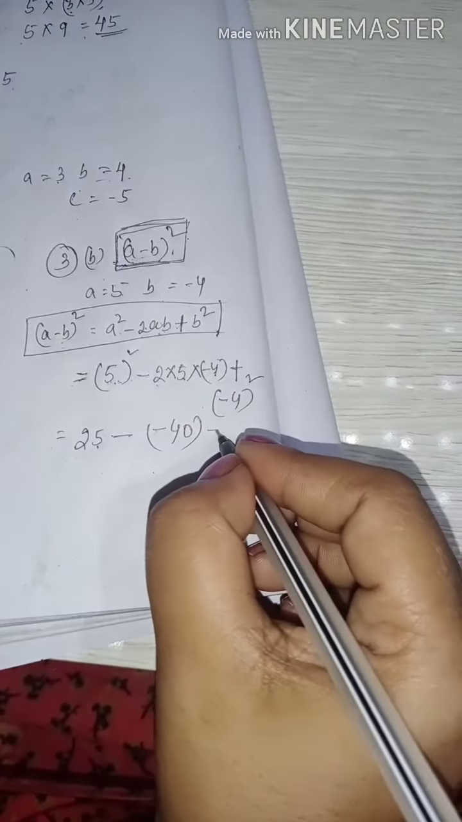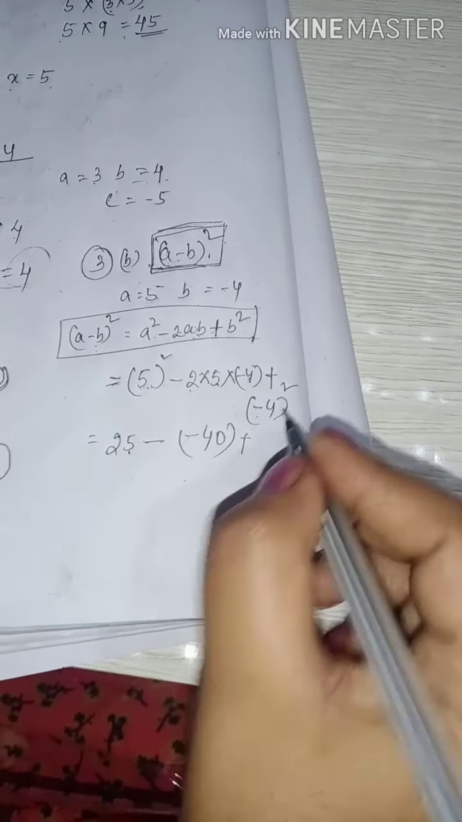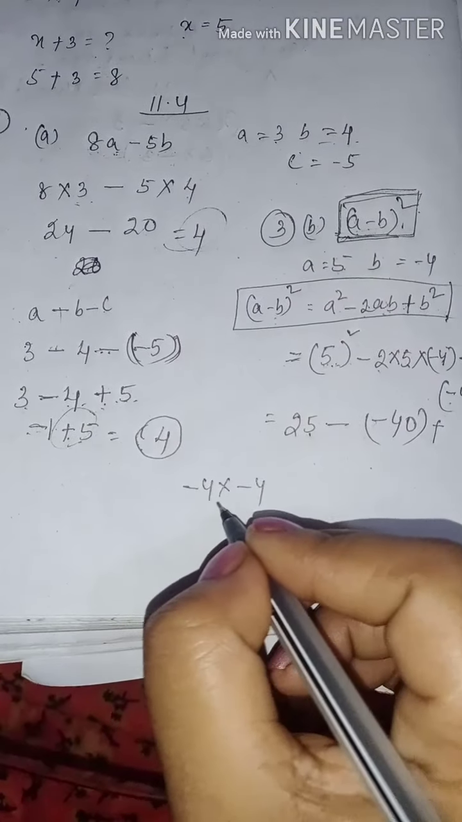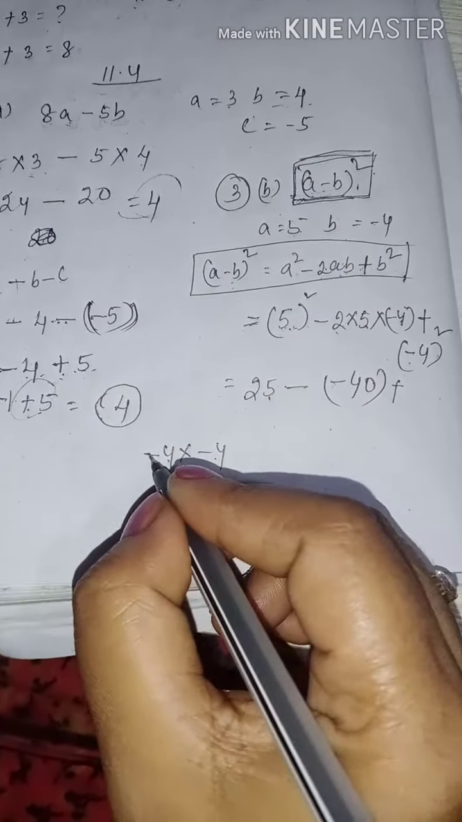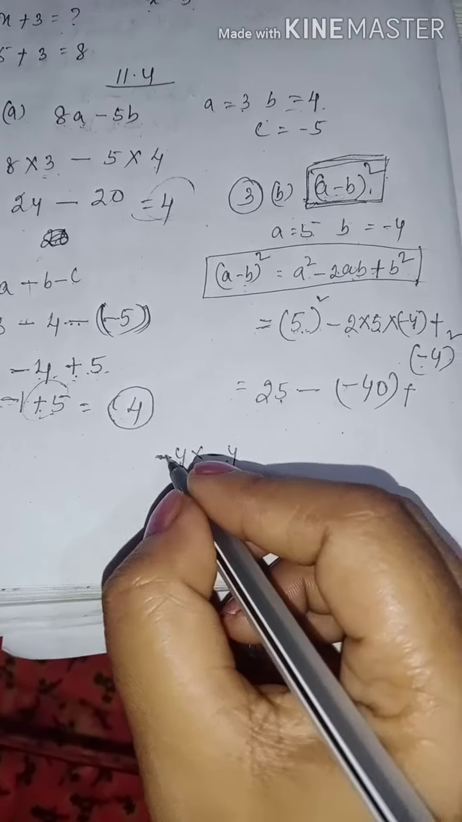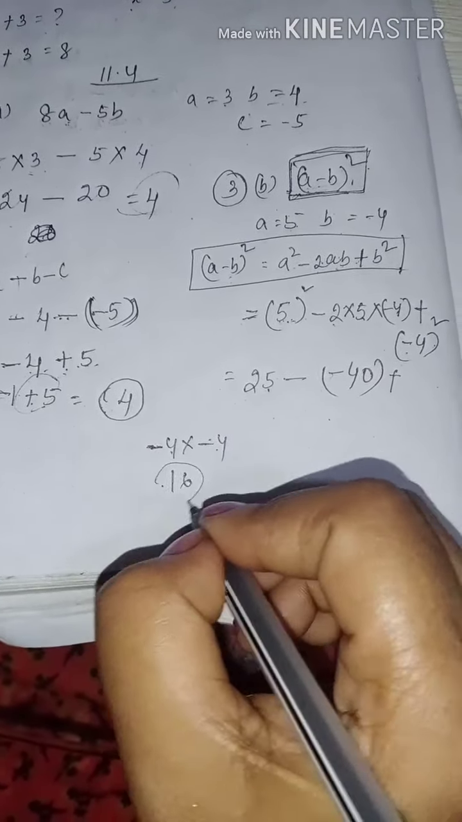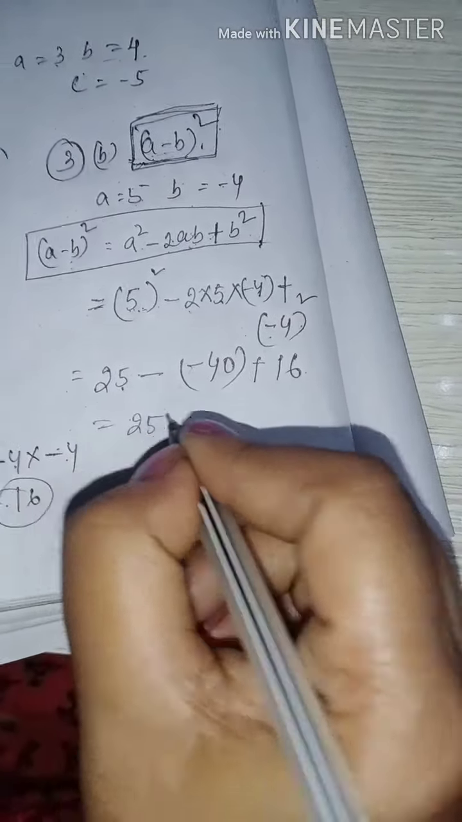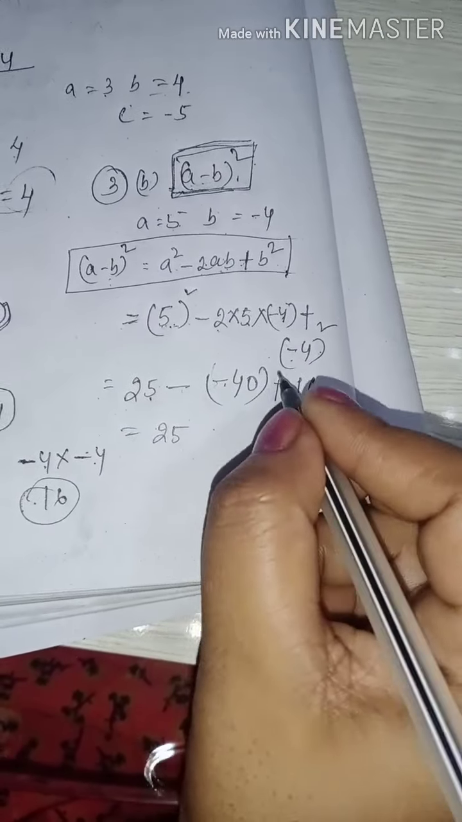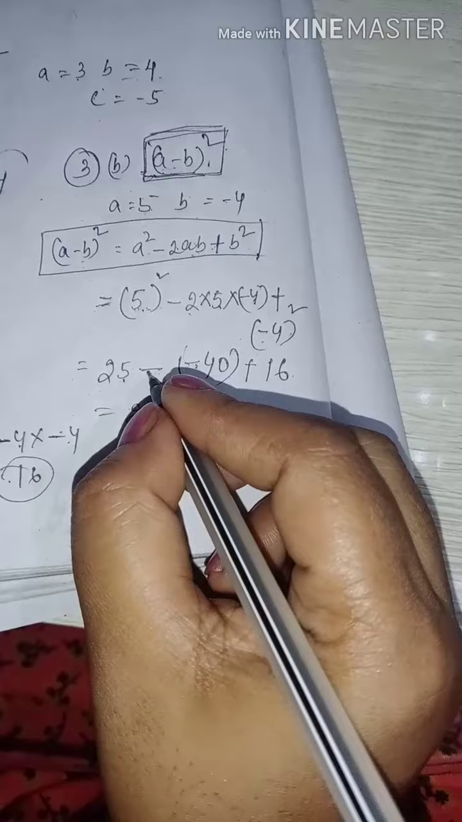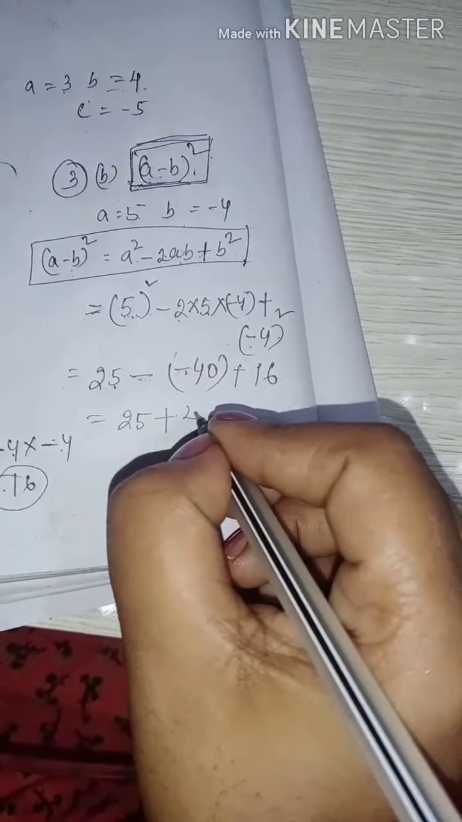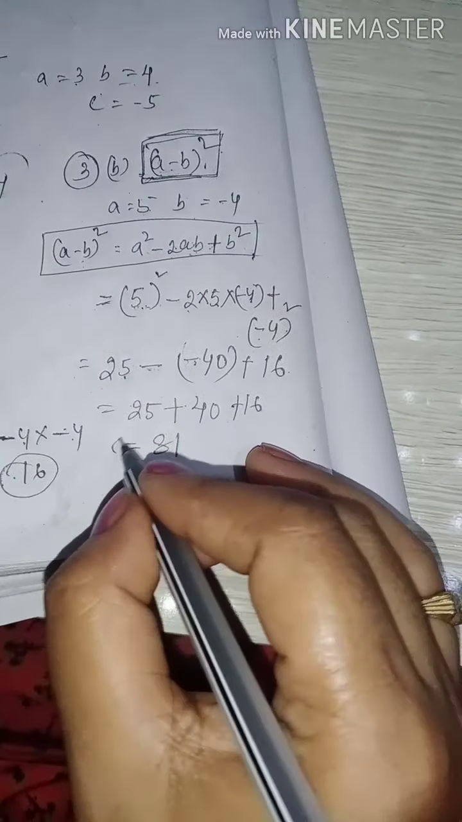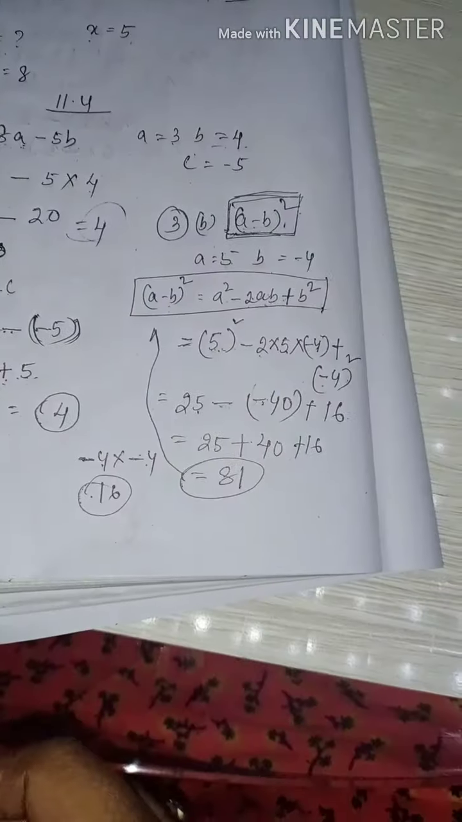Plus minus 4 into minus 4. See, I am writing here. Minus 4 into minus 4. What answer are we getting? 4 4s are 16. With that, minus can also be multiplied. Minus minus became plus, so the answer we are getting is 16. Now what is the answer? 25 minus minus plus. If we take out the bracket, then it becomes 25 plus 40 plus 16. Then the answer is 81. Okay, this is the answer of this question.